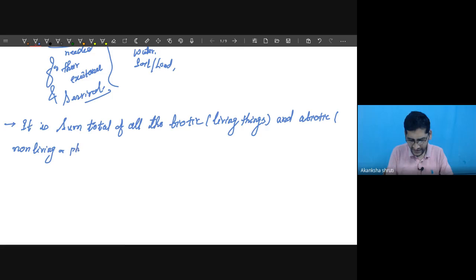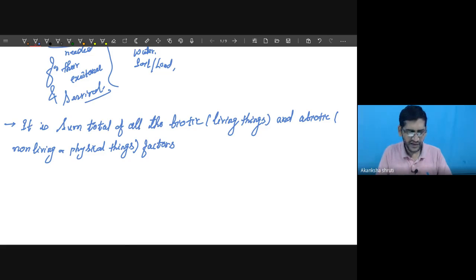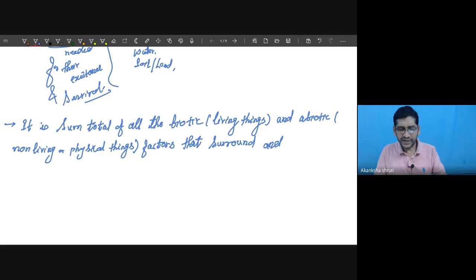or physical things, like our pen, pencil, it is a physical thing. So sum total of all the biotic and abiotic factors that surround us and either affect or potentially affect. And potentially means have the tendency.